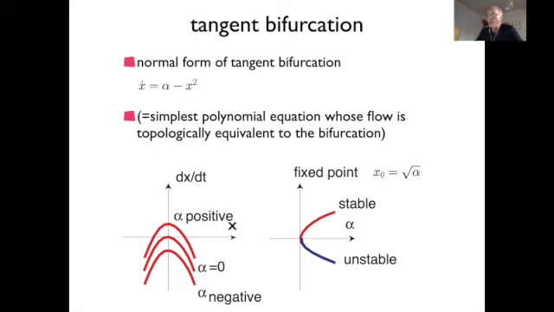It's called the normal form of the tangent bifurcation. Normal form just means it's the simplest polynomial that has that bifurcation, simplest in the sense of the lowest number of terms. That's not so important, but we sometimes refer to these normal forms. Mathematicians prove stuff about that. So it has this very simple form.